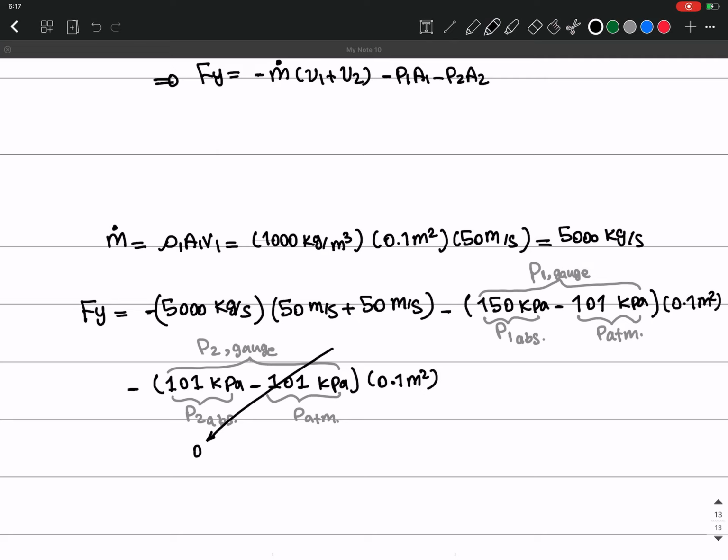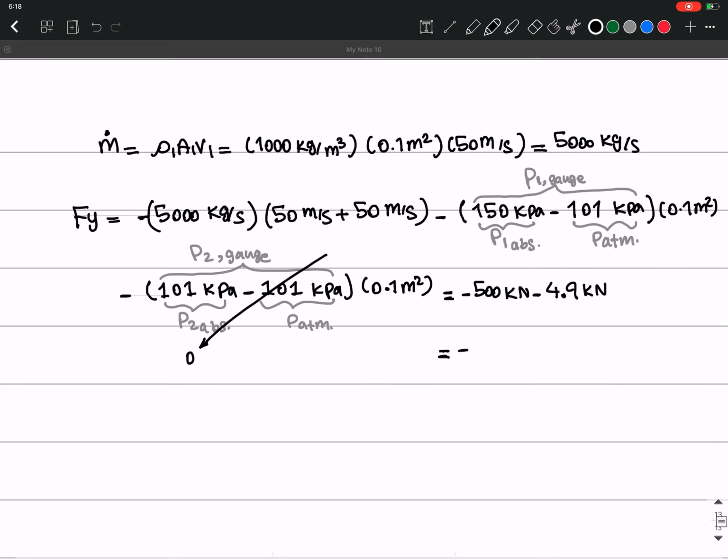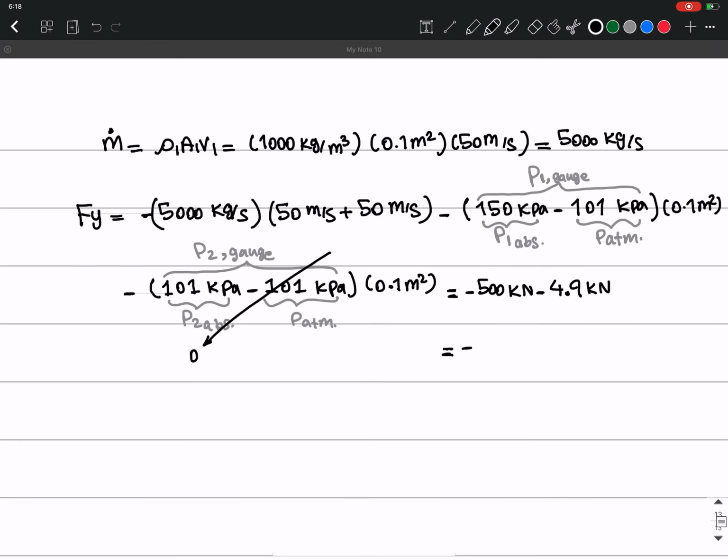So if I calculate this, it gives me minus 500 kilonewton, minus the additional pressure force, which is going to exert 4.9 kilonewton, and the whole thing gives me minus 504.9 kilonewton.